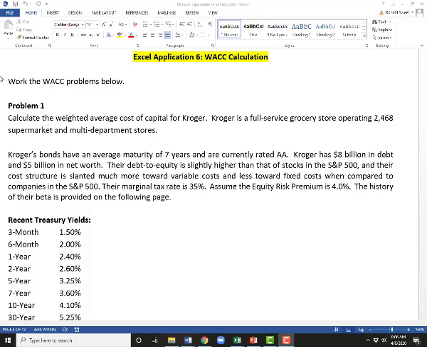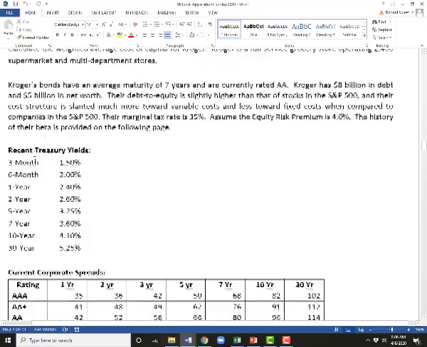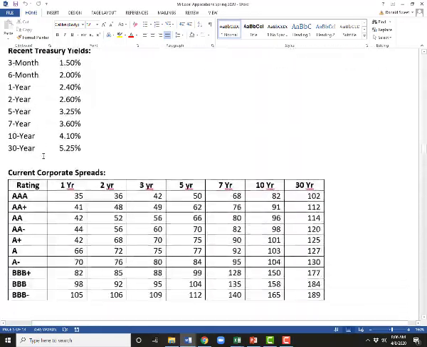In this class, I want to finish up what we were talking about in the previous class about optimal capital structure. Before I do that, just a real quick review of Excel applications 6 and 7. On 6, I went through Kroger's, and so let's look at the second problem they have to do.